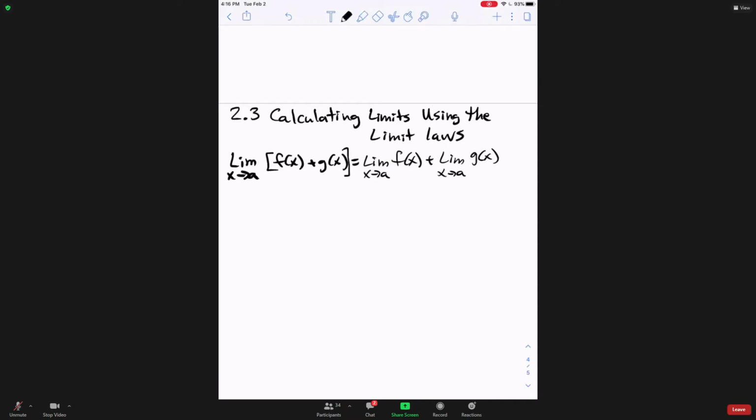Well, again, let's talk about the limit as x approaches a of f of x plus g of x equals. So the limit of a sum is the sum of the limits. Now, the same is true if it was a subtraction sign. This just would be a subtraction sign. Same if it was a multiplication, this would be a multiplication. Same thing if this was division, this would be division. It's true for all four of them, except when it's division, just be careful you can't divide by zero.